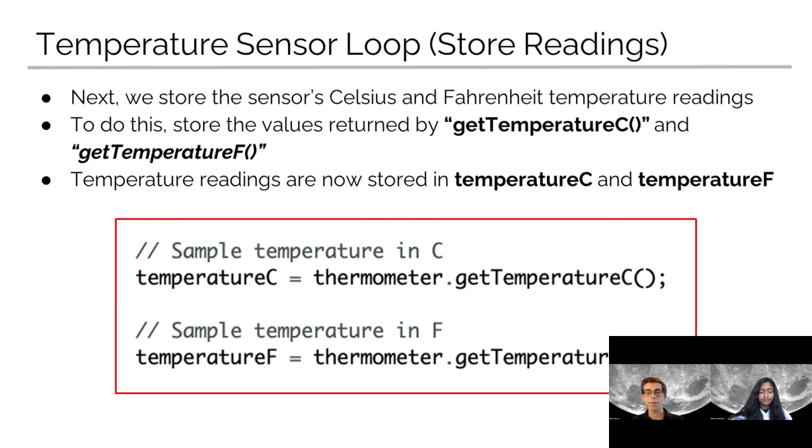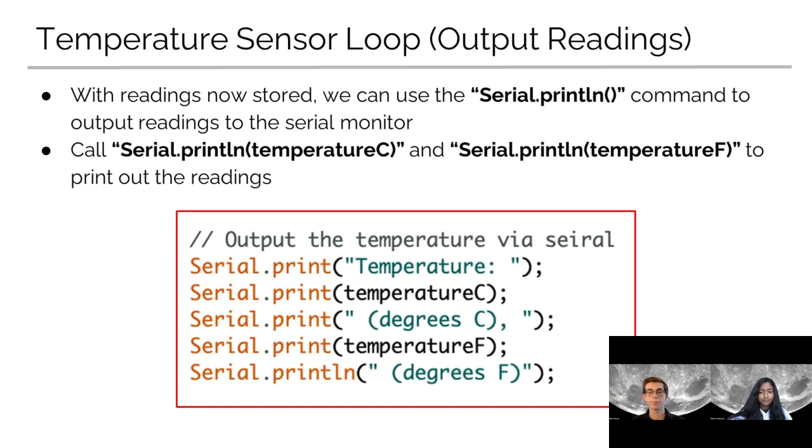Next, we have our function calls for get temperature C and get temperature F. Here we're actually getting data from our temperature sensor and we're storing it in the appropriate variables, temperature C and temperature F. To use a function associated with our object, we write the unique name of our object, which in this case is thermometer, followed by a dot, followed by the function name. Next, we actually output the data that we have gotten by using a series of serial.print and serial.println statements. So we are printing out the temperature in both Celsius and Fahrenheit.